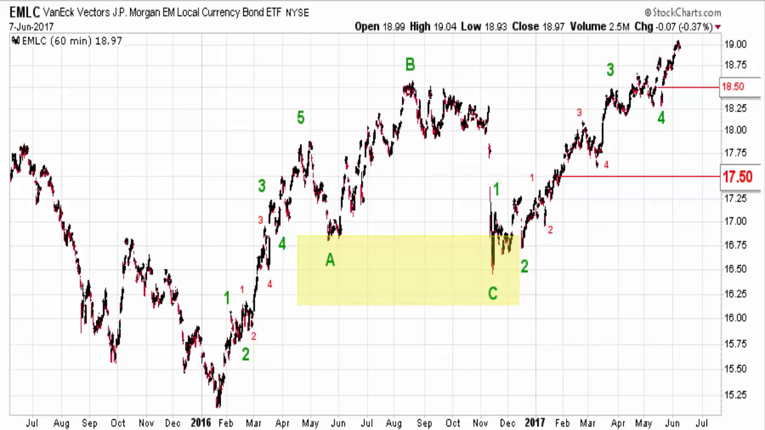So that's how I would approach it. I think it's bullish overall. I do think this up leg could end sometime soon, so I'd be careful for that. But overall, we're looking for EMLC to continue this advance off the 2016 low and continue this nice trendy move as long as it's trading above 1750.